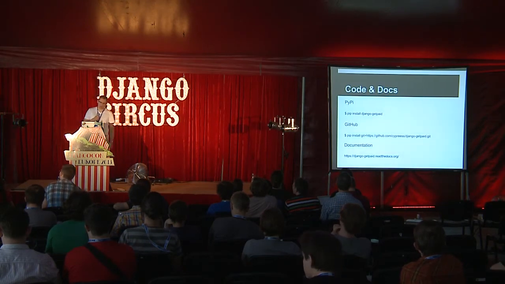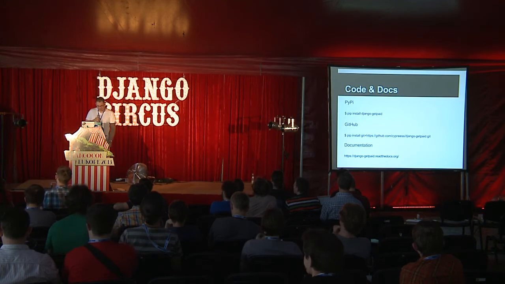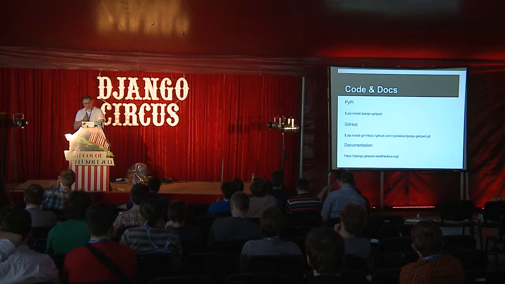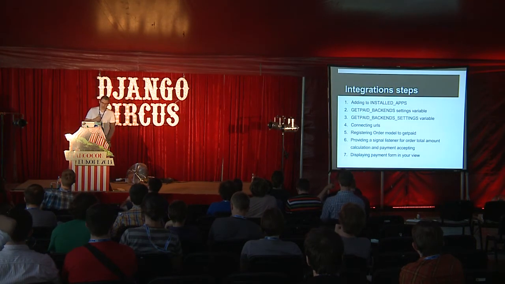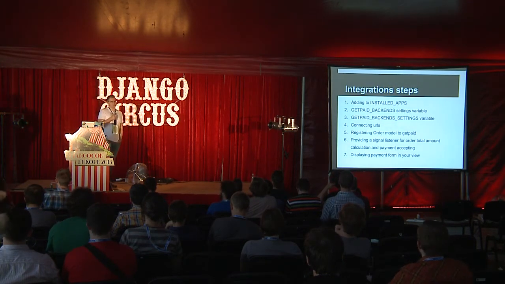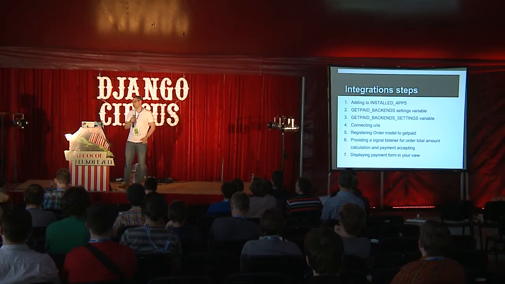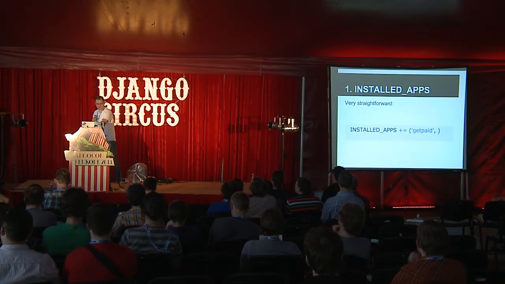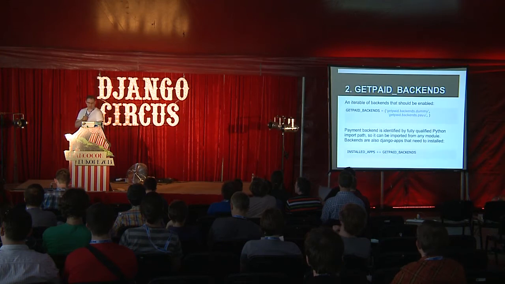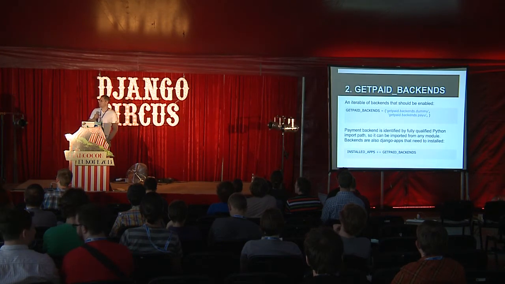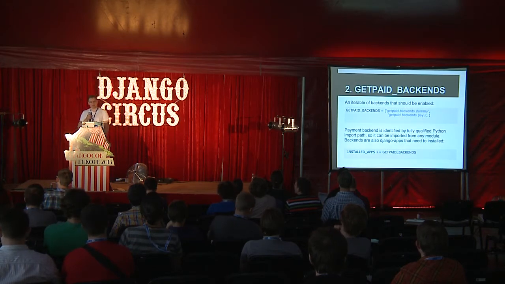How to get it? Of course, it's on PyPI, on GitHub, and the documentation is on Read the Docs, nothing interesting. I would like to take you through some steps of integration. It's straightforward. You add getpaid, and then you need to define which backends you want to use. In this case, you define the setting named GETPAID_BACKENDS, and you put those backends there.